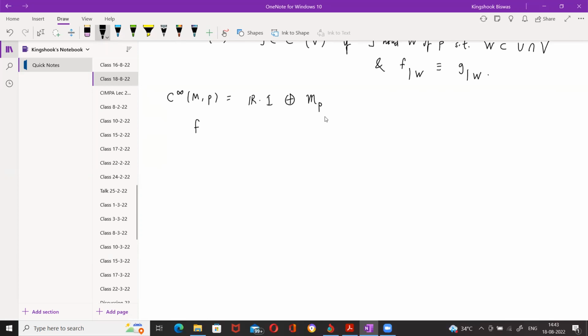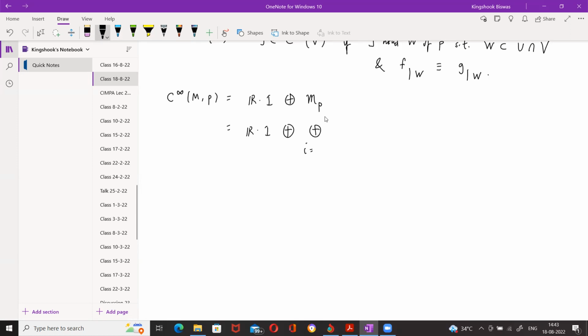But I want to further break this down. This MP, I can write as the direct sum of MP modulo MP square. Not exactly, no. It would be the direct sum.